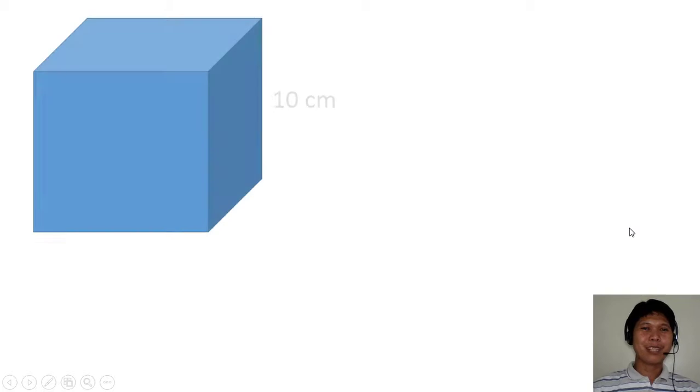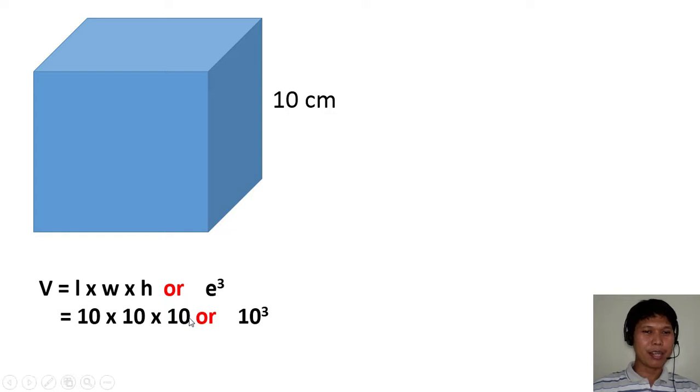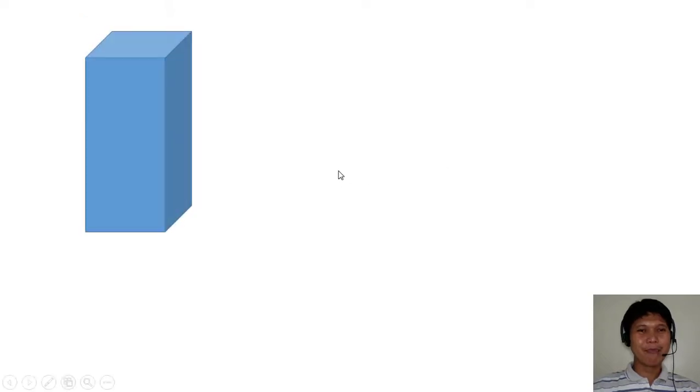Number 2. Okay, and a cube which has an edge of 10 centimeters. Go! So, edge cube. So, 10 times 10 times 10, 10 times 10 is 100, times 10 is 1,000 cubic centimeters. Okay, next, the last item.